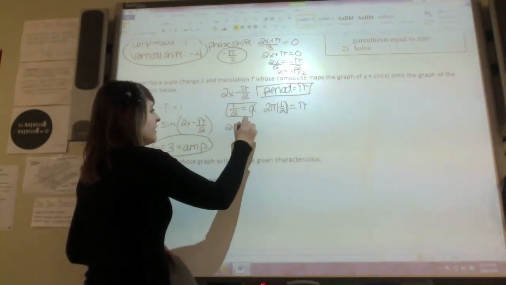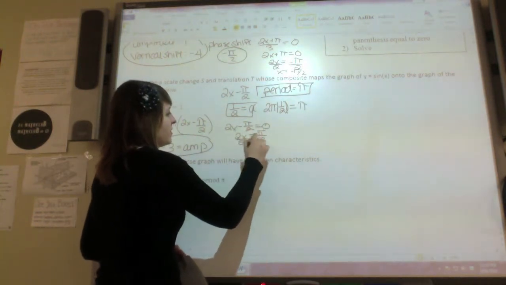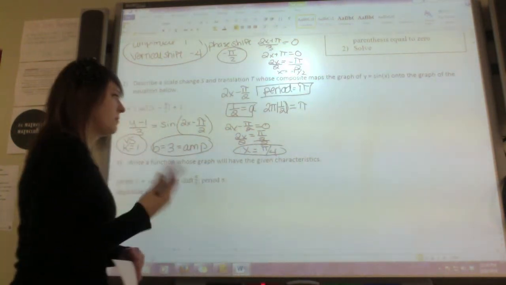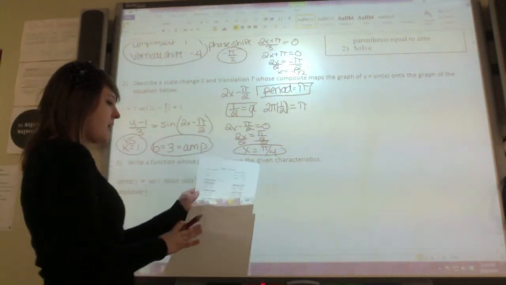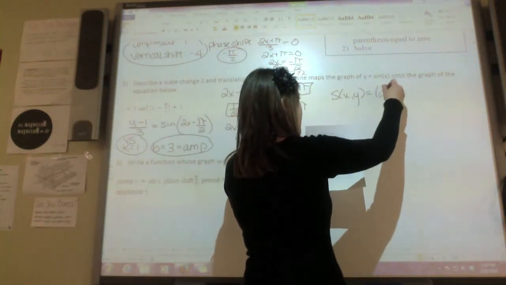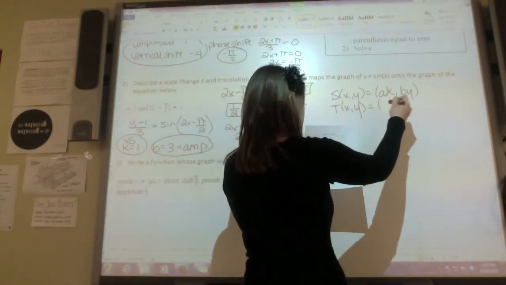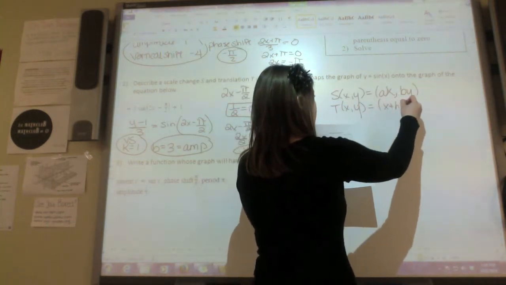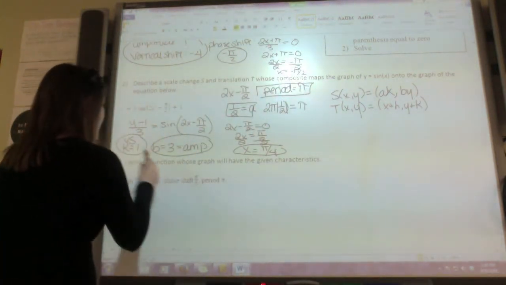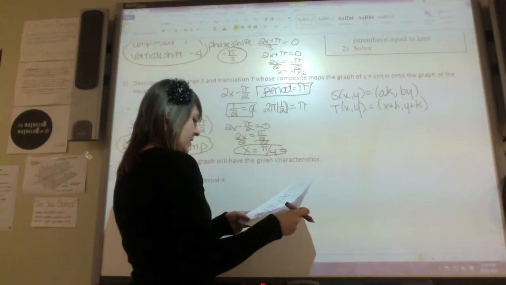Okay, then I'm going to take 2x minus pi over 2, set it equal to 0 and solve. So 2x equals pi over 2. If I divide by 2, that gives me x equals pi over 4. So that's going to be my phase shift. Looking at my formula sheet, it tells me that S of (x, y) equals (ax, by) and T of (x, y) equals (x plus h, y plus k). So looking at my formula here, I have my b and k values, I have my a value, and my phase shift is just my h value.